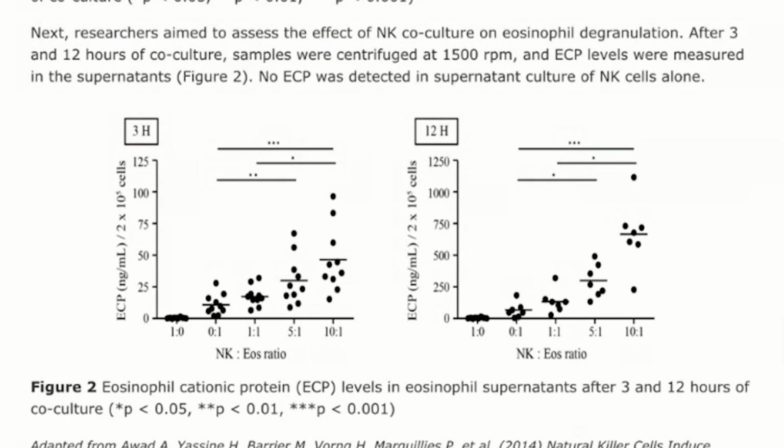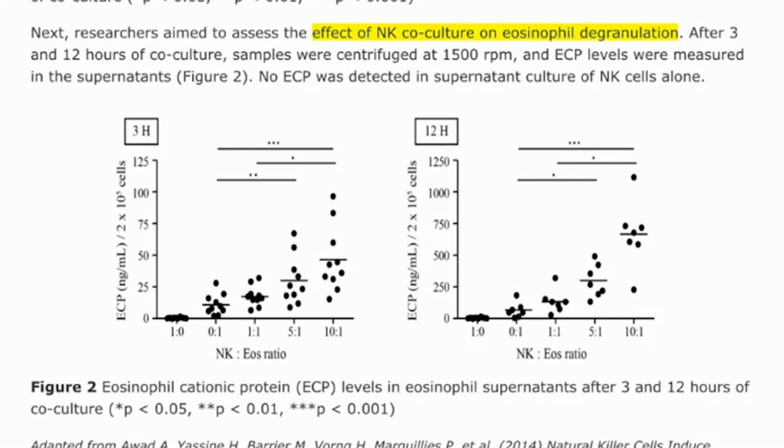So next, okay, this is after we did that whole thing with figure 1. Next, researchers aimed to assess the effect of NK co-culture on eosinophil degranulation. After 3 and 12 hours of co-culture, samples were centrifuged at 1,500 revolutions per minute, and ECP levels were measured in the supernatants. No ECP was detected in supernatant culture of NK cells alone. Great, so here, I want to highlight effect of NK co-culture on eosinophil degranulation. I was told what degranulation was in the very first paragraph, and now I know that's what I'm examining. I'm examining what happens to eosinophil degranulation if I put NK cells in the co-culture.